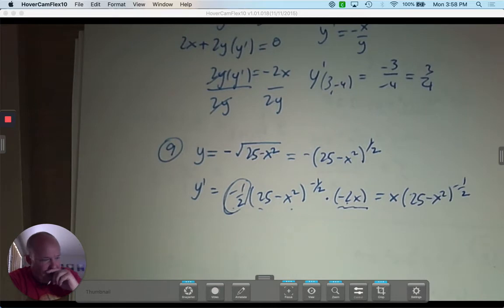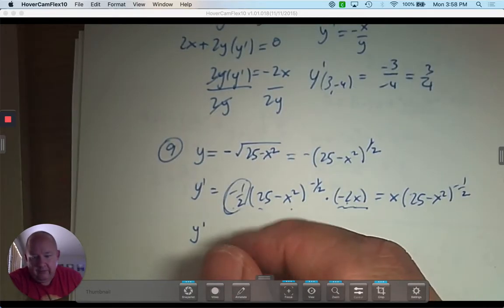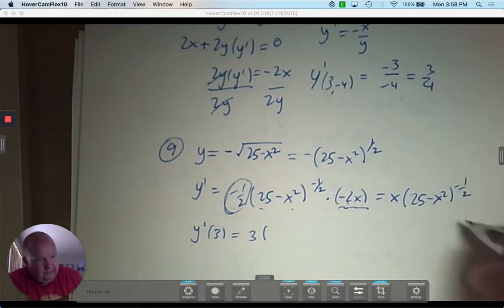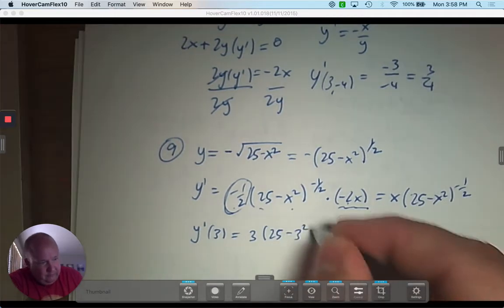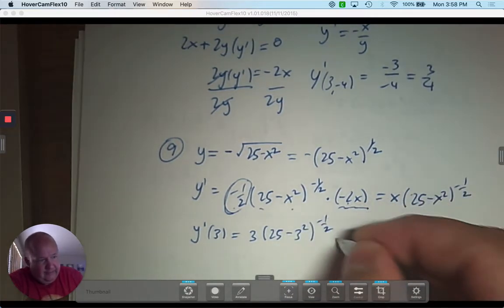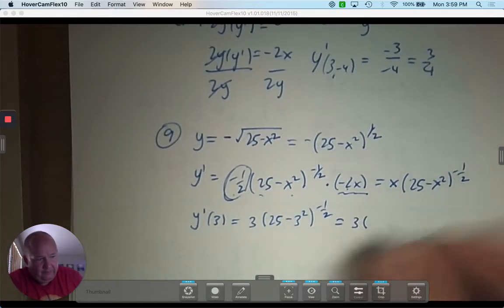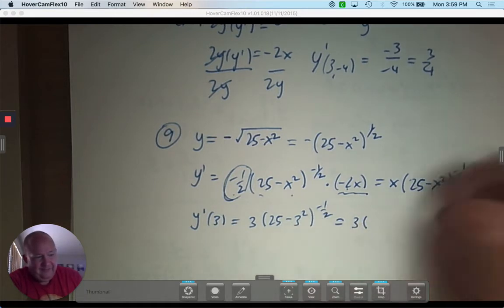Now in this situation, I only need the x coordinate. So the x coordinate there is +3. That's all I need. So we have +3, 25 subtract 3 squared to the -1/2. So now I'm going to simplify it. 25 take away 3 squared. So 25 take away 9 is 16.